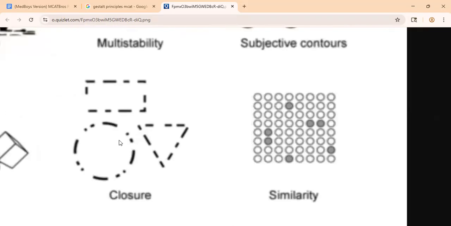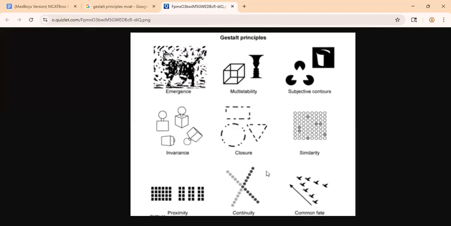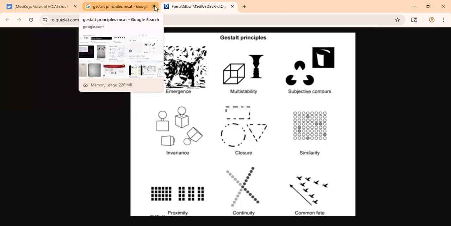Closure, we could see that's an O, right? As I was mentioning. Continuity, common fate, those are typically what I'm always seeing. The contour, the similarity, the closure, the proximity, continuity, and common fate are constantly being asked when I'm taking practice tests and doing practice questions.